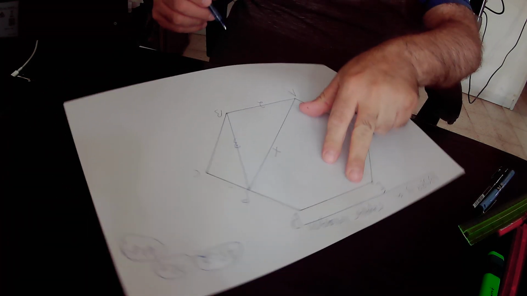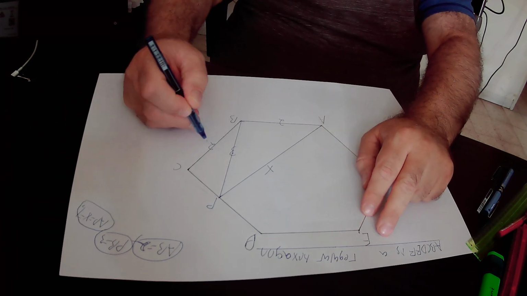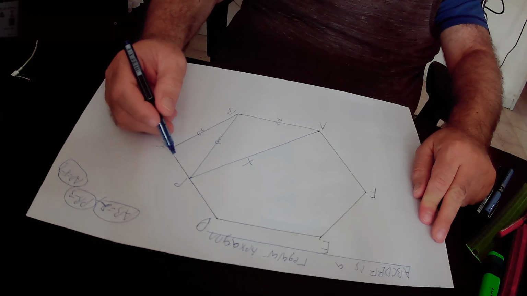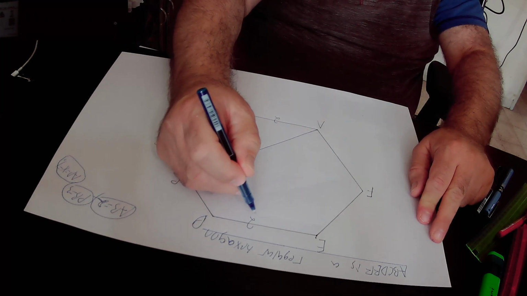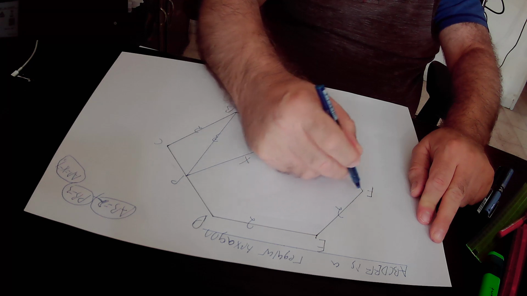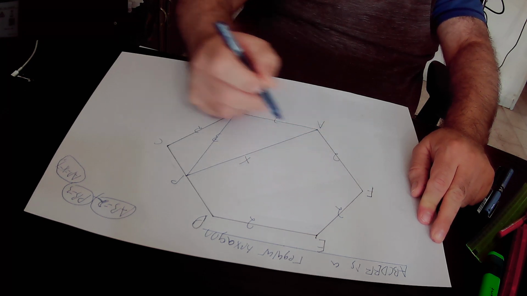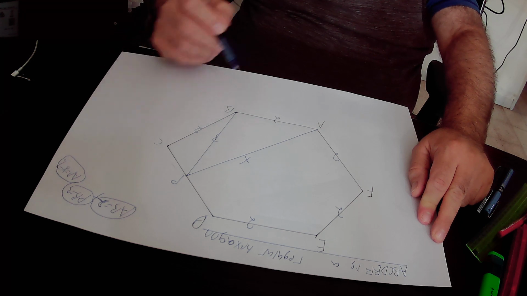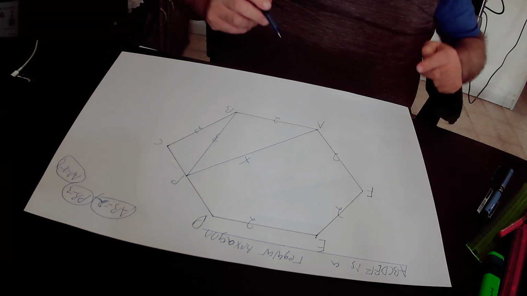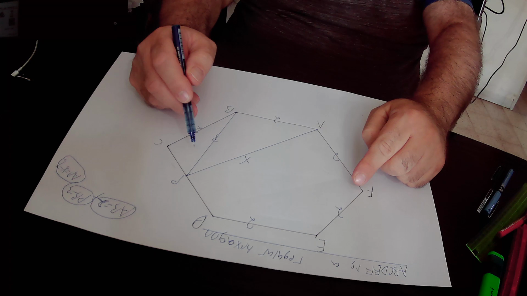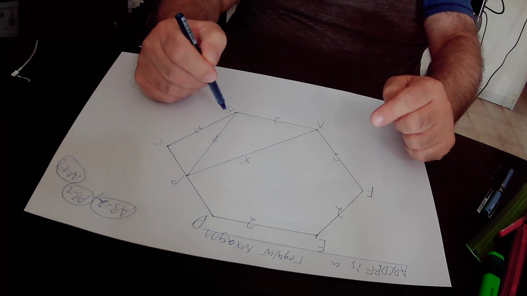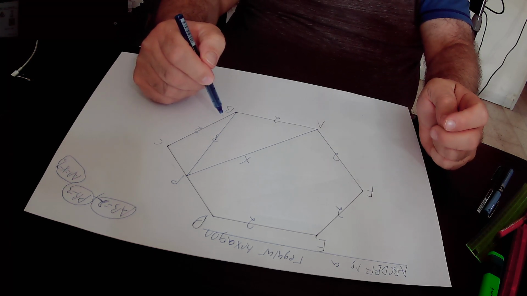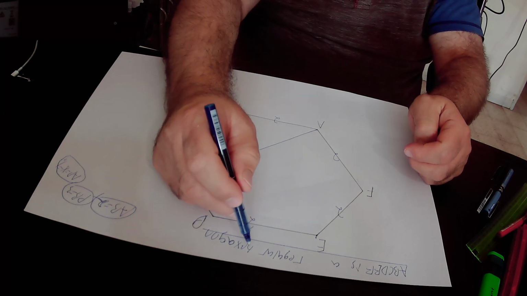So here BC equals 2 units, ED equals 2 units, EF equals 2 units, and FA equals 2 units. Here DC also equals 2 units, and CB equals 2 units. And all the 6 interior angles of this regular hexagon are equal to each other.